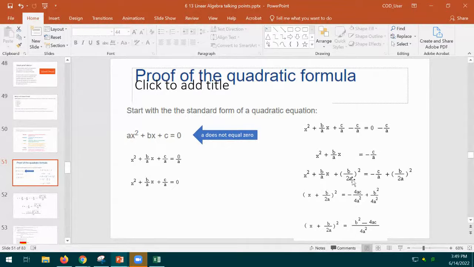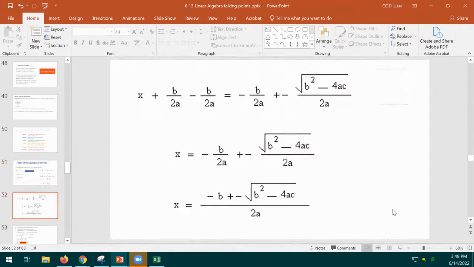And then I recognize that this thing really could be factored as x plus b over 2a whole squared. And then over here, I get a common denominator, which is 4a squared. So I get this, and I can reorganize this. So I can have x plus b over 2a whole squared is equal to b squared minus 4ac all over 4a squared. And then I'm going to take the square root of both sides, which is the next thing. And so I take the square root of both sides, and then I subtract b over 2a from both sides. And here, this should be plus slash minus. And so you can solve for x then.